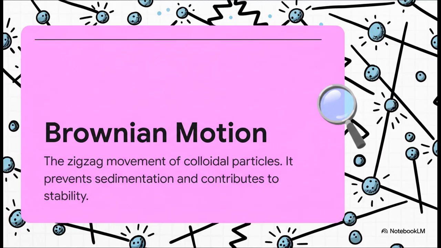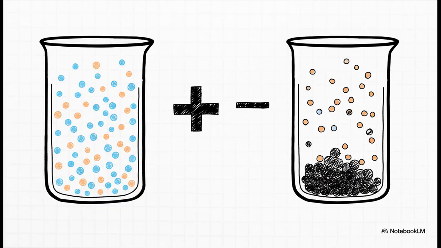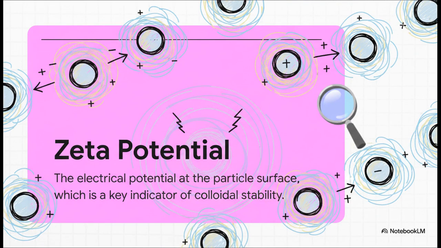Okay, and finally, and I'd argue this is the most critical property for stability, we have to talk about their electrical properties. This is where we get to the real heart of why some colloids can sit on a shelf for years, while others clump up and fail in a matter of hours. And it all comes down to electrical charge. So this whole idea boils down to a concept called zeta potential.